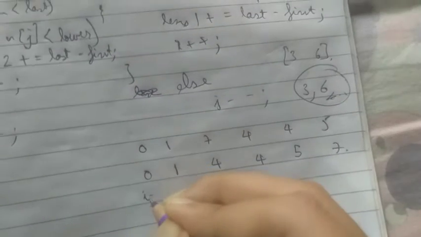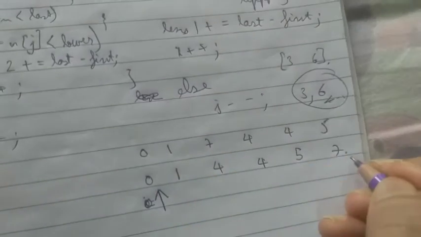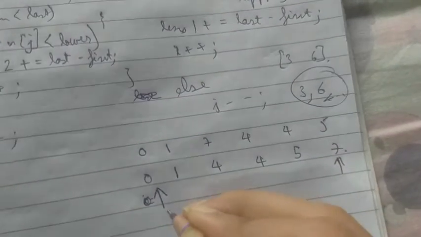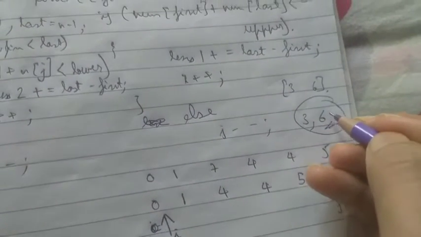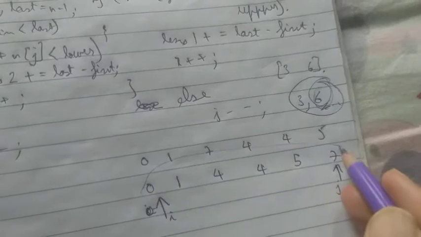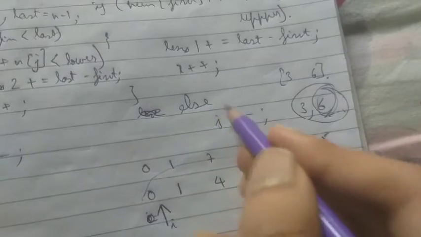So for i equals 0, first of all i will be pointing over here and j will be pointing over here, right? This is i and this is j. First of all, we have to find all the pairs whose sum is lesser than or equal to 6. So see, 0 plus 7, is it lesser than or equal to 6? No, it's not. So what we do, else j minus minus.